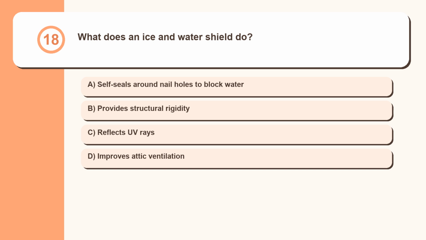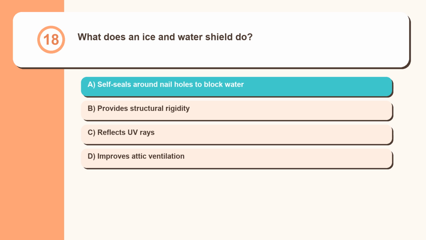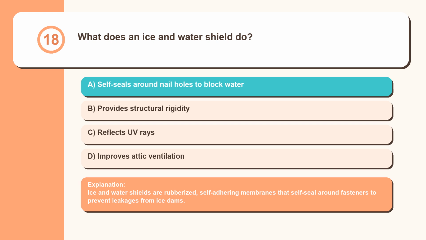Question 18. What does an ice and water shield do? Self-seals around nail holes to block water, provides structural rigidity, reflects UV rays, improves attic ventilation. Ice and water shields are rubberized, self-adhering membranes that self-seal around fasteners to prevent leakages from ice dams.